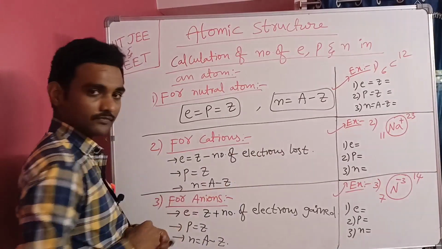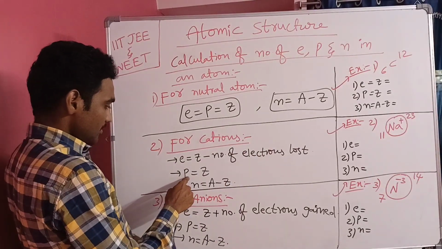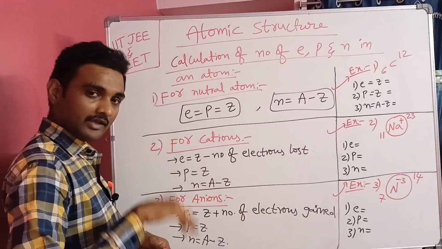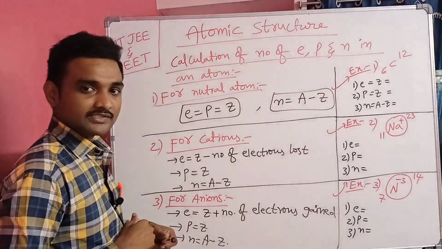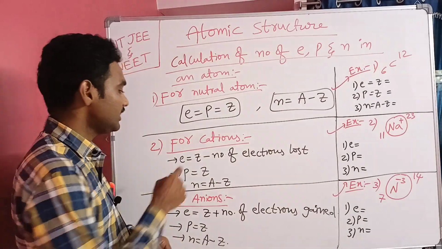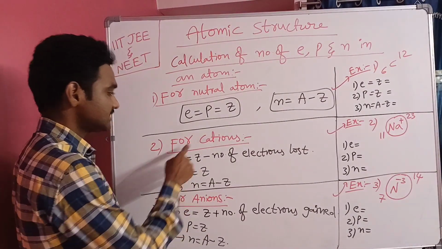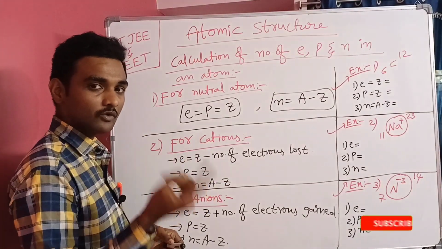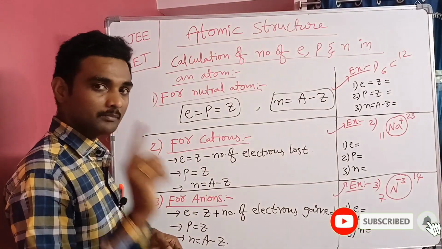You have to substitute here. Next, the number of protons won't change, never changes. For cations or anions, the number of protons and number of neutrons never change. We can observe the difference only in the number of electrons in the case of cations and anions. Remember, the number of protons and number of neutrons never change. This point I have to remember.